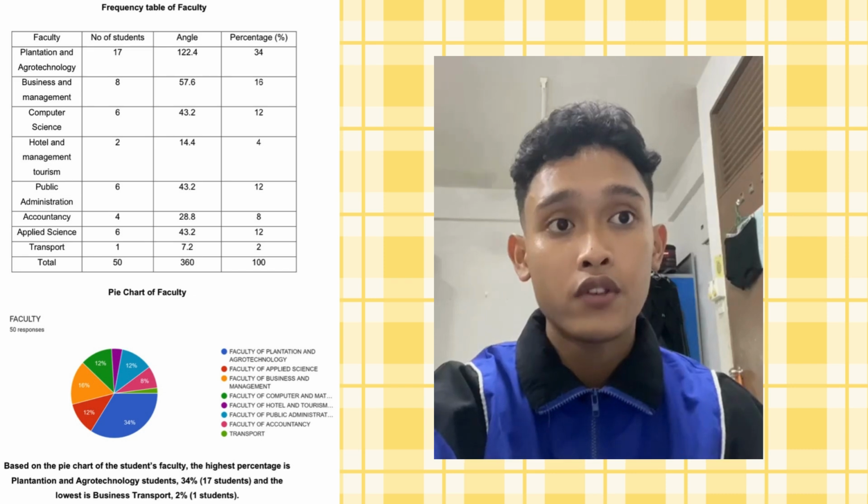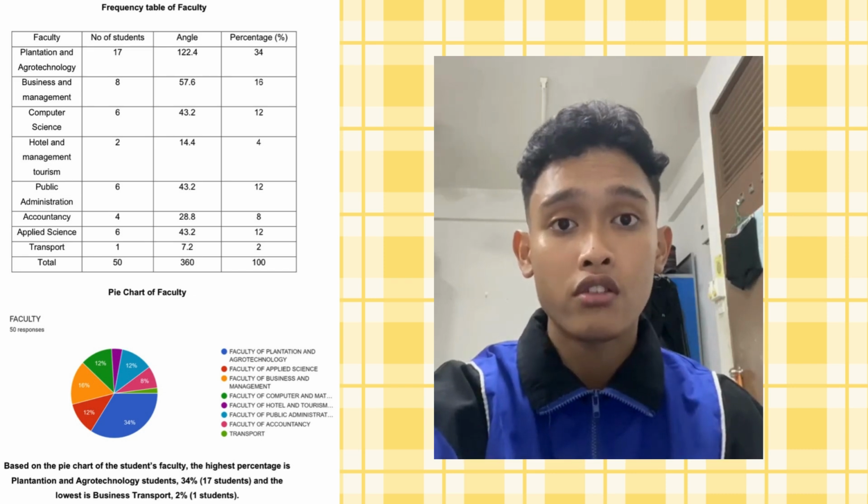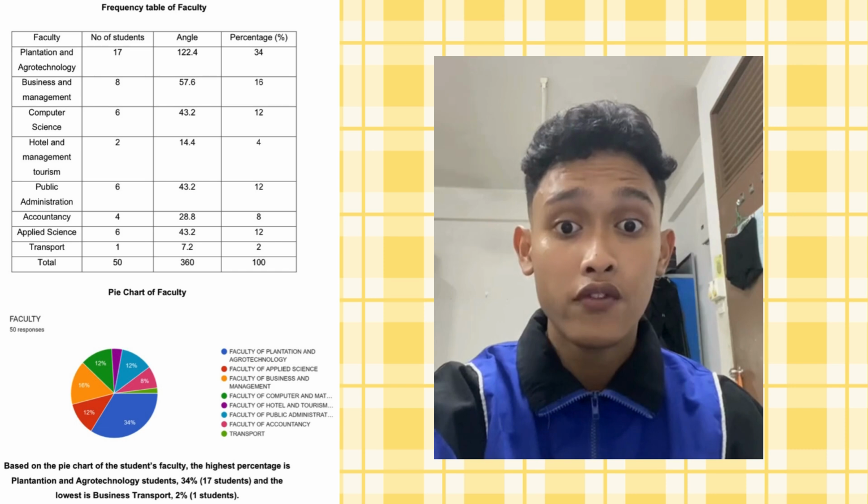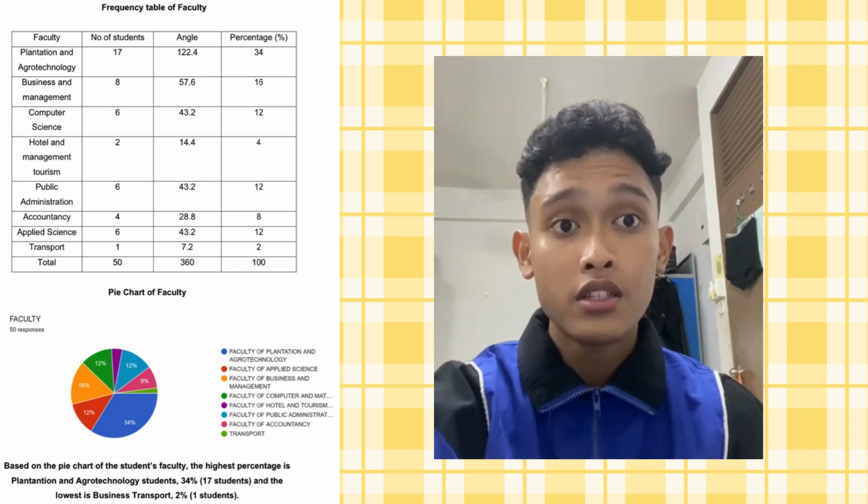Next one is frequency table of faculty. So there is a total of 8 faculties who answered our questionnaire. The first one is plantation and agro-technology, there are 17 students and 34%. For business and management is 8 students and 16%.